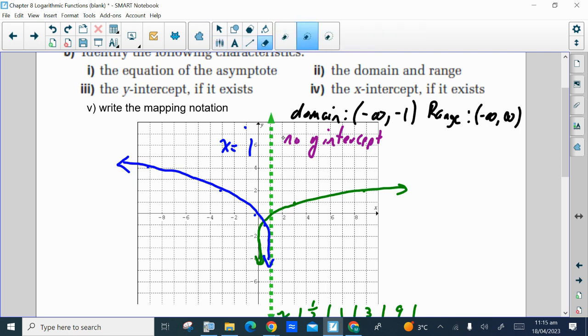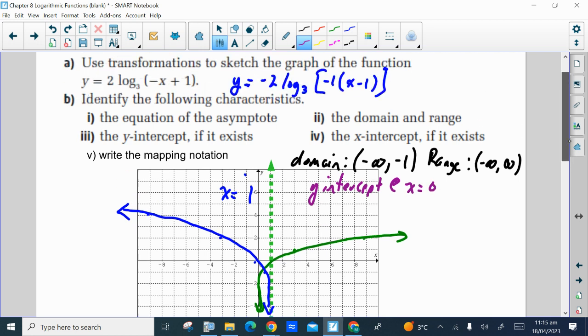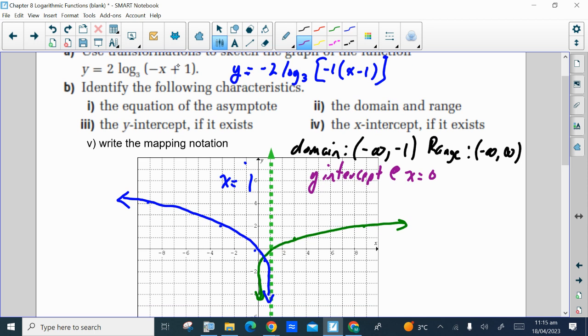Our y-intercept is where x equals 0. So this is how I knew I made a mistake, because the y-intercept does exist. If you let x equals 0 here, it'll be y equals 2 times log base 3 of 1. Now, it's actually in our table because the log of 1 is always 0, doesn't matter what the base is, and 2 times 0 is 0.